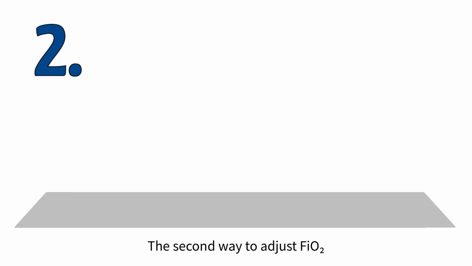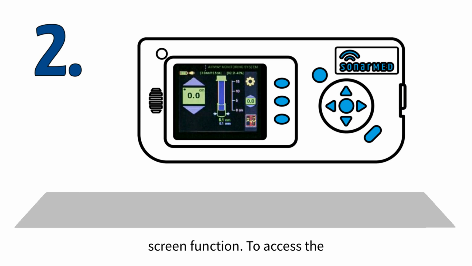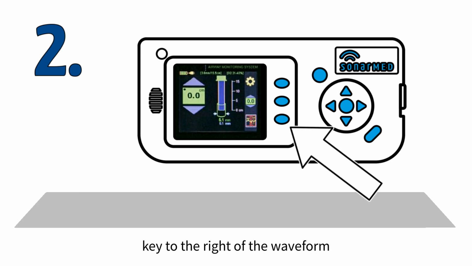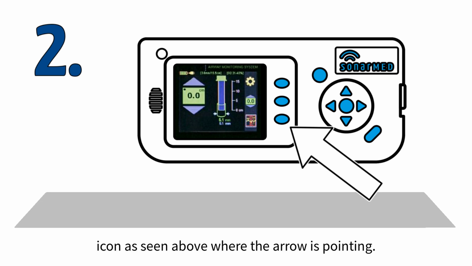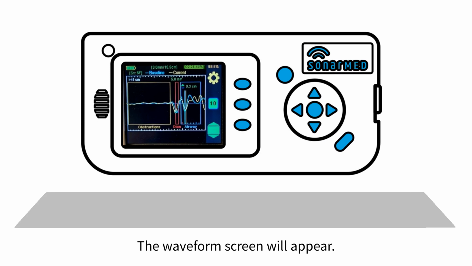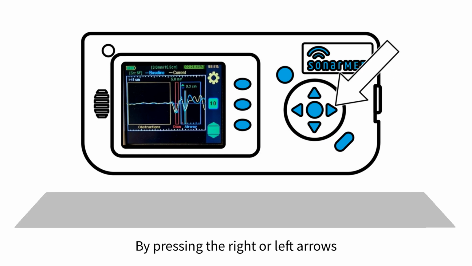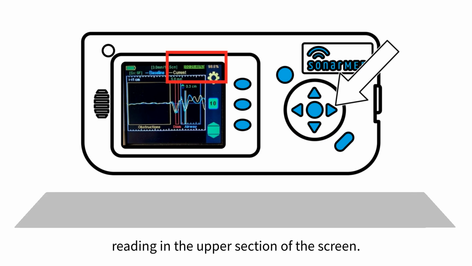The second way to adjust FiO2 is to use the waveform screen function. To access the waveform screen, press the function key to the right of the waveform icon as seen above, where the arrow is pointing. The waveform screen will appear. By pressing the right or left arrows on the directional keypad, highlight the O2 reading in the upper section of the screen. Press the center button on the directional keypad.